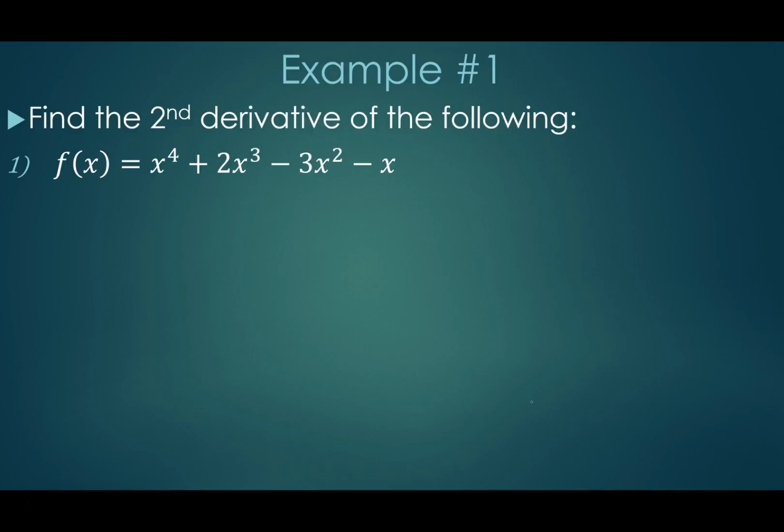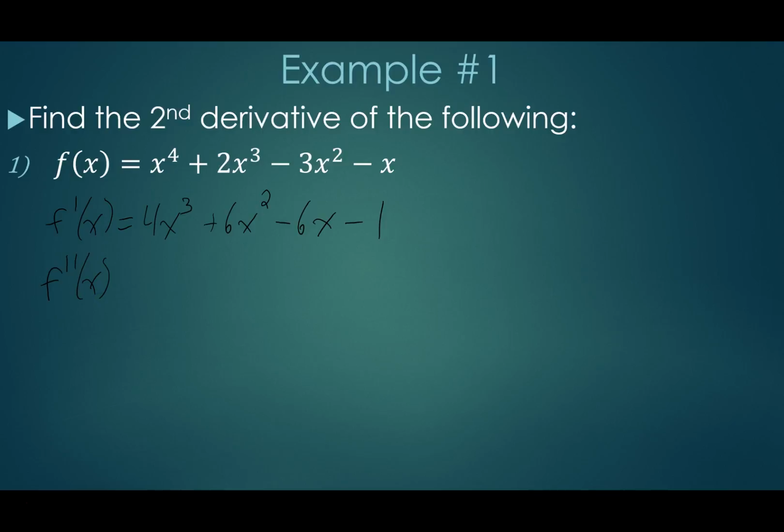So, let's find the second derivative. Here's my function: x to the fourth plus 2x cubed minus 3x squared minus x. So my first derivative: the derivative of x to the fourth is 4x cubed, and then 6x squared, and then 6x, and then 1.